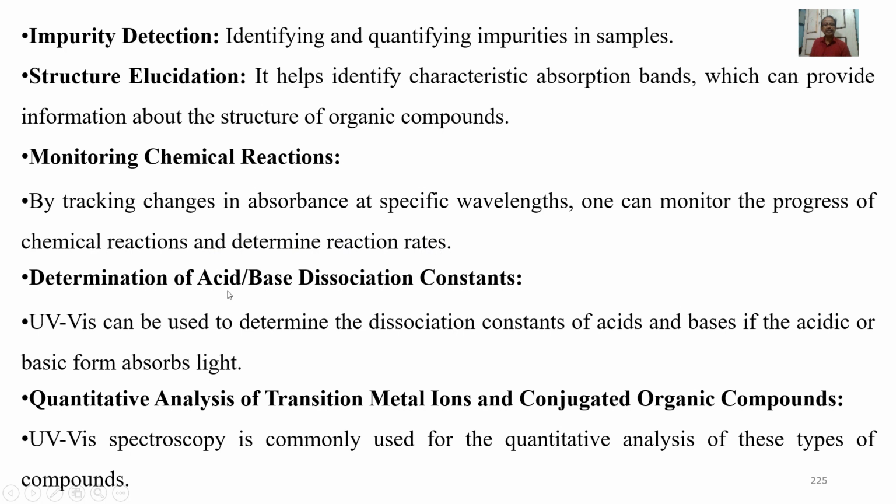Determination of acid-base dissociation constants. UV can be used to determine the dissociation constants of acids and bases if the acidic or basic forms absorb light. Quantitative analysis of transition metal ions and conjugated organic compounds. UV spectroscopy is commonly used for the quantitative analysis of these types of compounds.